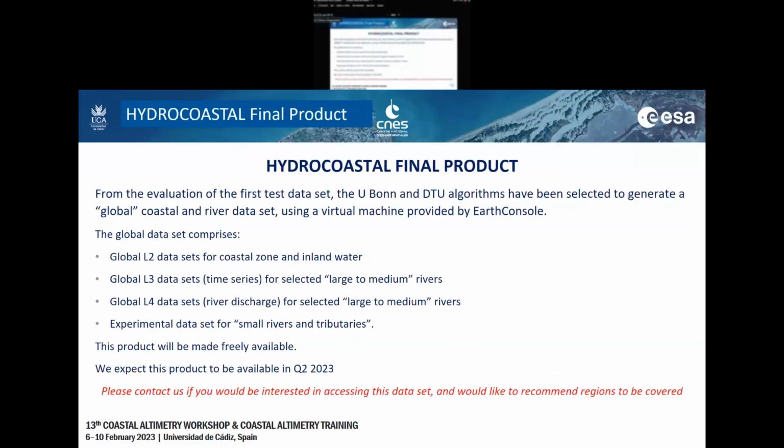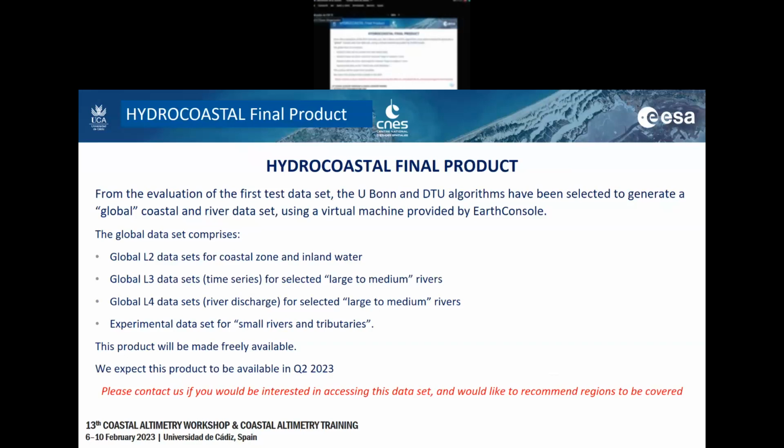And if you wanted to evaluate your own retracker, you could use the waveform product to generate something equivalent. So what we did, the next stage of HydroCoastal, was we evaluated that first test data set. We saw, from our point of view, which algorithms perform best overall. And so for the coastal zone, the University of Bonn STARS type retracker gave us the best results. And then for inland waters, the DTU algorithm provided the best results.